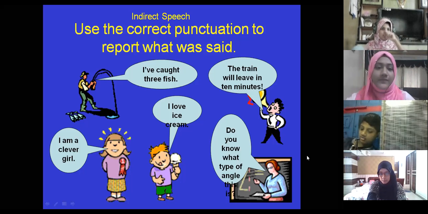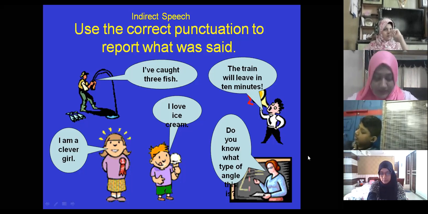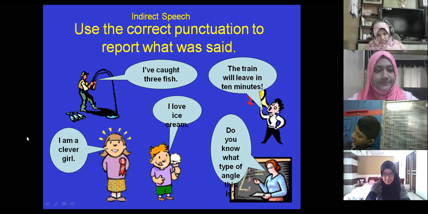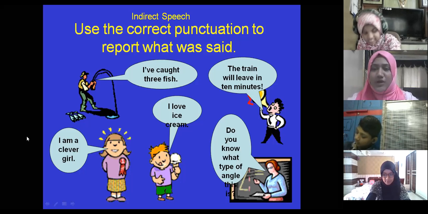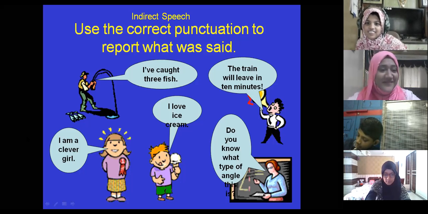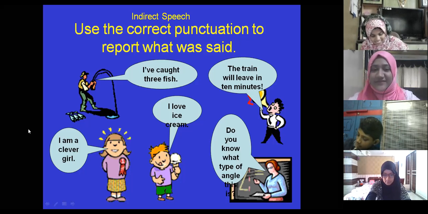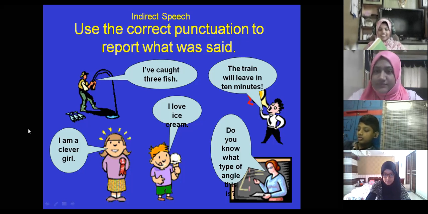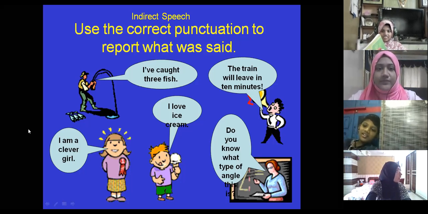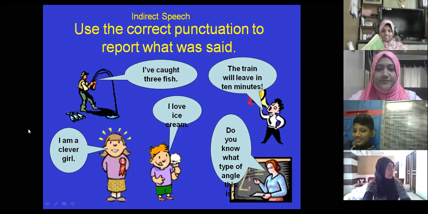Okay, correct. Okay, let's move to the clever girl. Who wants to? Yes, Safia. It's okay, you can go. She said that she was a clever girl. Okay, station master.